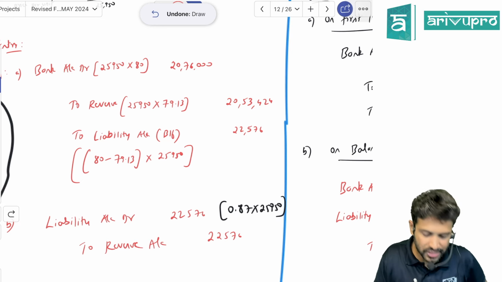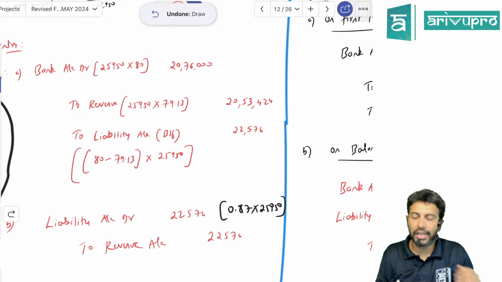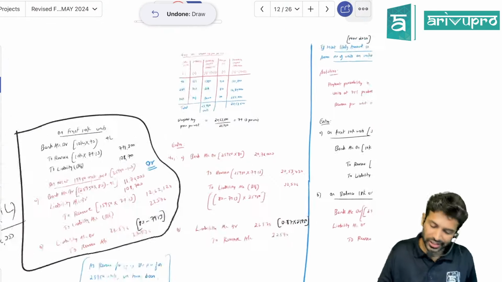So that you have shown as a balancing figure now. This much revenue you have shown less. Hence from the liability account, you transfer it to revenue. This entry they have passed.